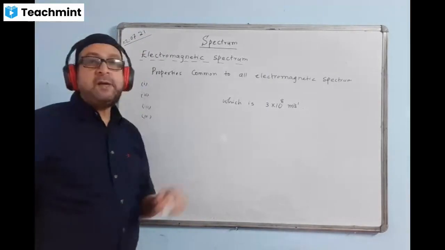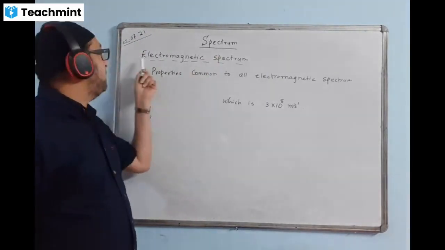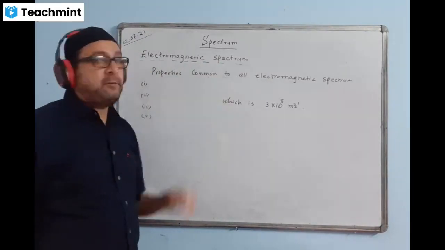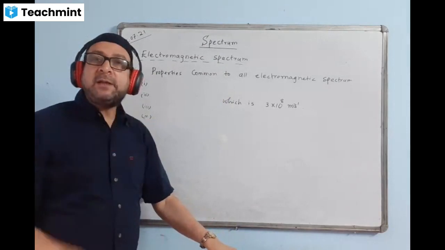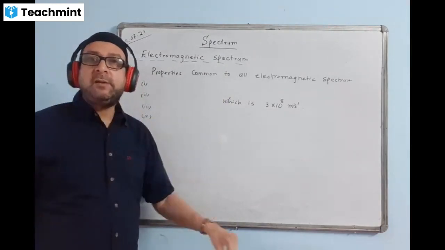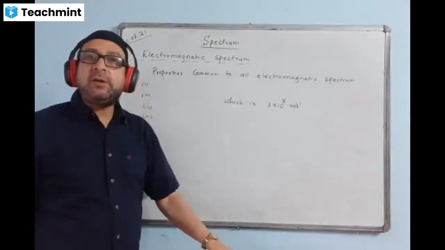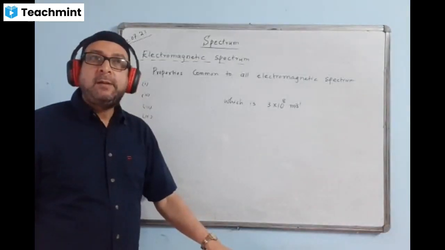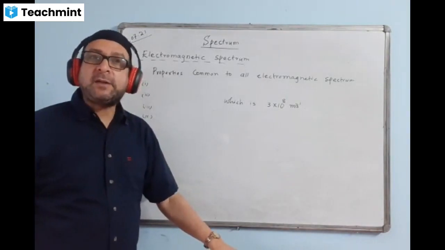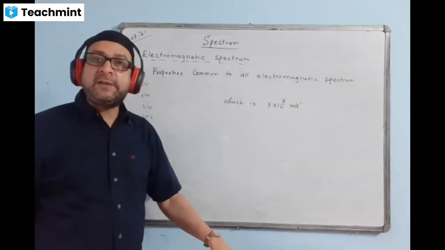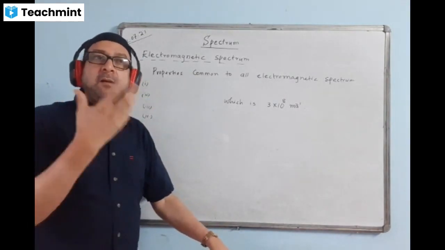We are doing a different topic from the same chapter, spectrum, and the new topic is electromagnetic spectrum. You know, when white light passes through a prism, we have seven colors. The band of colors, the region of colors, is called spectrum. These seven visible colors are called visible spectrum. We call them visible spectrum because we are able to see them. They are a type of light.